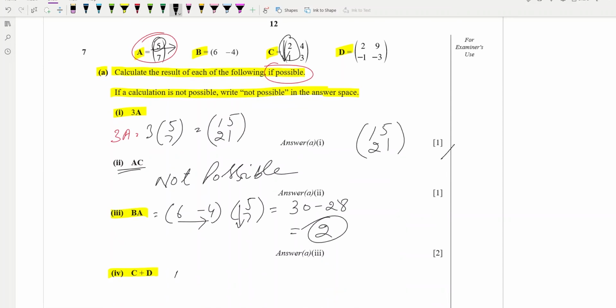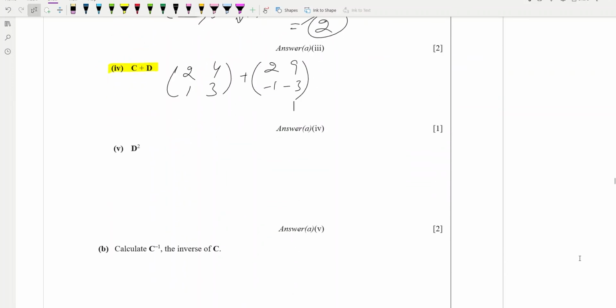So we can write here 2413, plus D, which is 2 9 minus 1 minus 3, and we can add. We will be adding the respective terms. So 2 plus 2 will be 4, 4 plus 9 will be 13, 1 minus 1 will be 0, and 3 minus 3 will be 0. So this will be our answer for 2 marks. Hopefully you understood this.